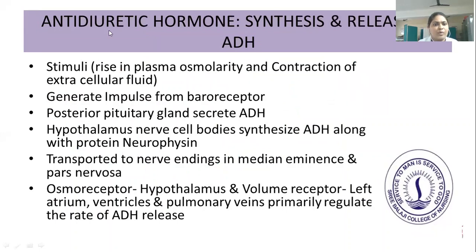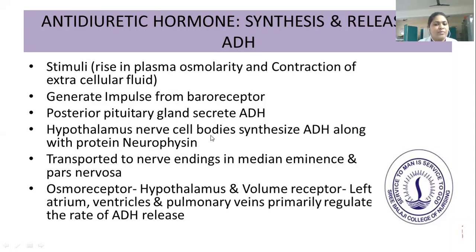And next we'll see the synthesis and release of antidiuretic hormone. How it is being synthesized and released. First is the stimuli, that is rise in plasma osmolarity and contraction of extracellular fluid. It generates the impulse from baroreceptors, and the posterior pituitary gland secretes the ADH, that is antidiuretic hormone.